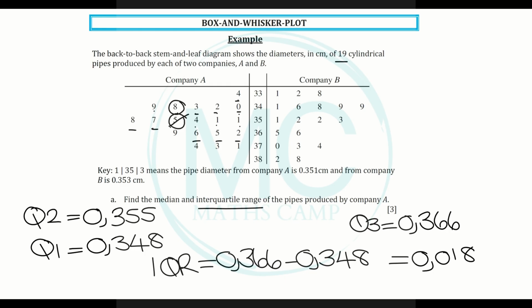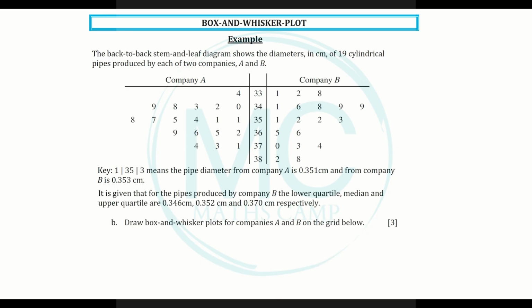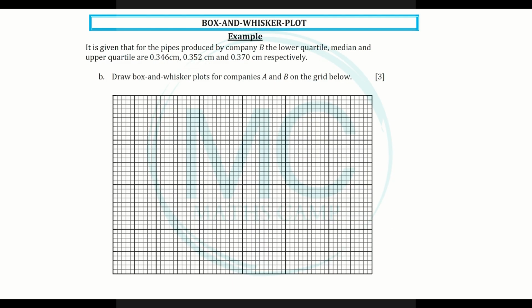And now we can move on to part B. It is given that for the pipes produced by Company B, the lower quartile, median, and upper quartile are 0,346, 0,352, and 0,370 centimeters respectively. Draw Box-and-Whisker Plots for companies A and B on the grid below. And here we have our grid. Before we can draw our plots, we need specific values for Company A and Company B. The lowest value, quartile 1, quartile 2, quartile 3, and the highest value.